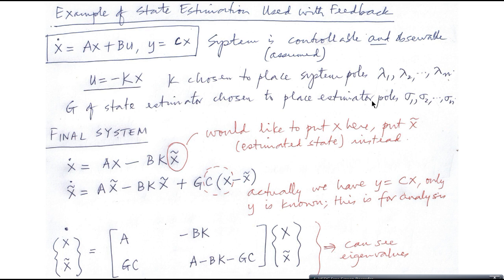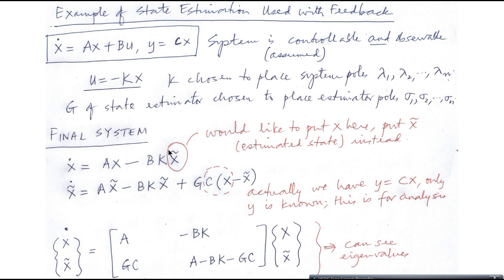We will choose them. G of the state estimator is to be chosen to place estimator poles at sigma 1, sigma 2 up to sigma n. These are independent choices, and you will see that in a numerical example after this. The final system here therefore is going to be x dot is equal to ax minus ideally bkx, but of course we don't have x, we are going to put the estimate x tilde, right?